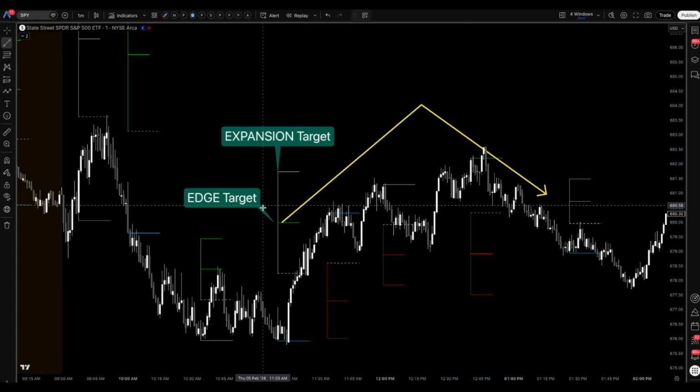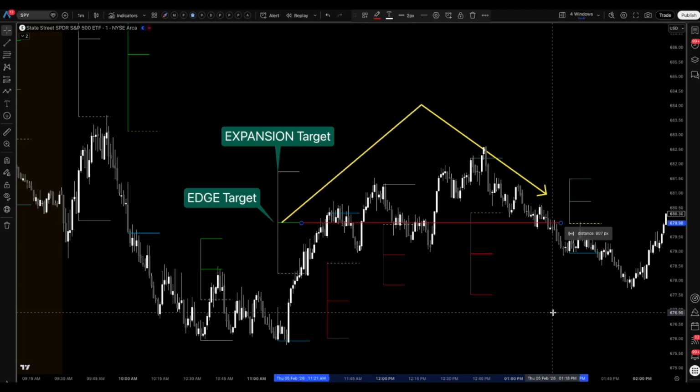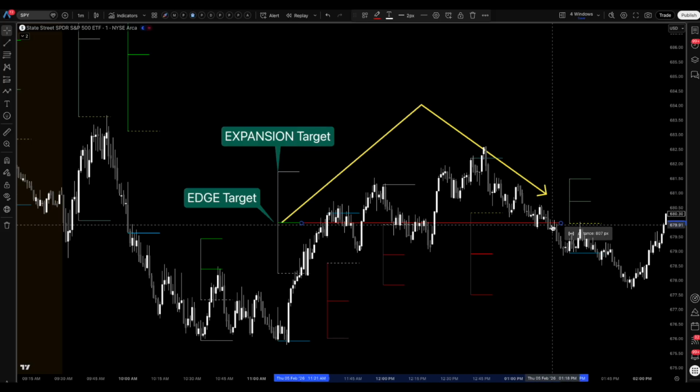That's all that matters for this system. So it's very easy, and there's very little to even think about. All we have to do is notice that price got above this level here, and know that price is going to come back down to here.